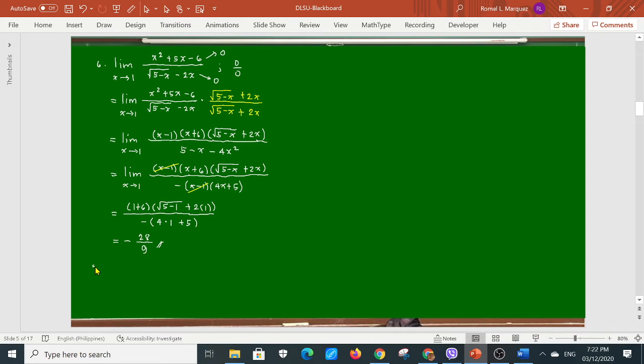Number 7. Limit as x approaches 2 of the square root of 2x minus 3. So 2 times 2, 4, minus 3.